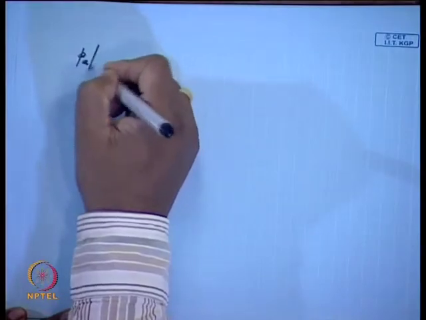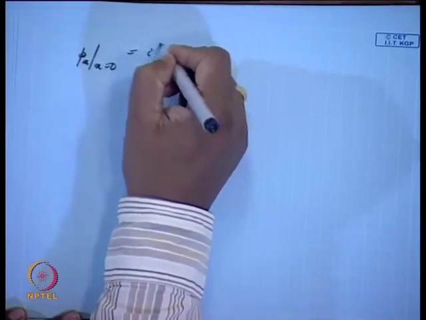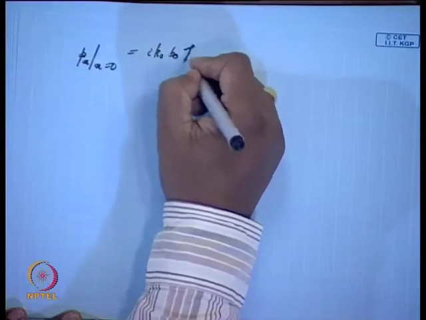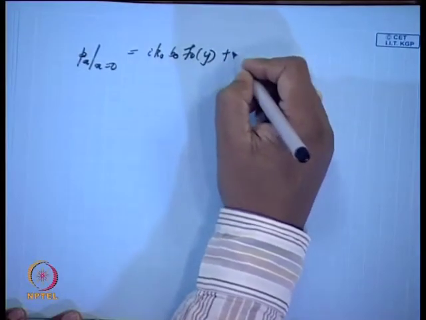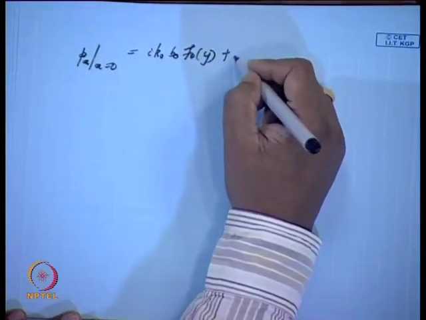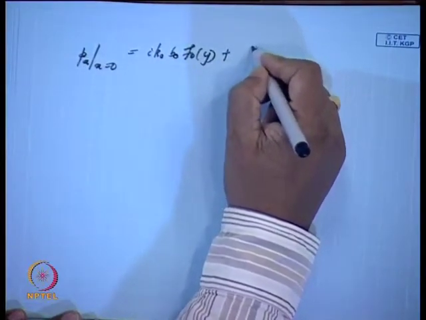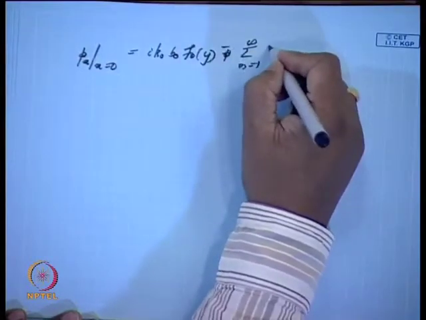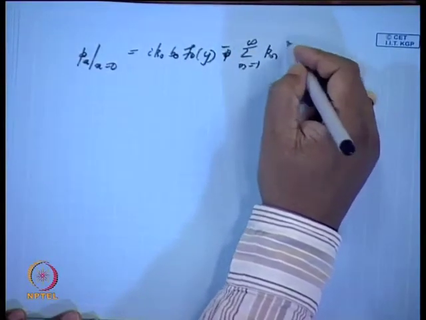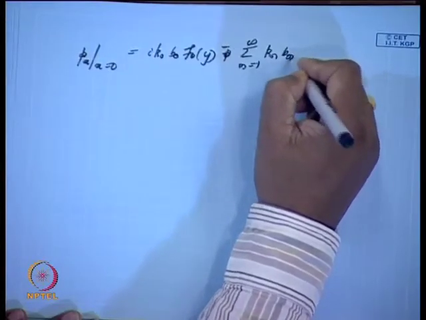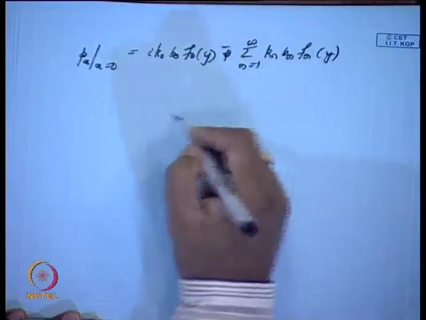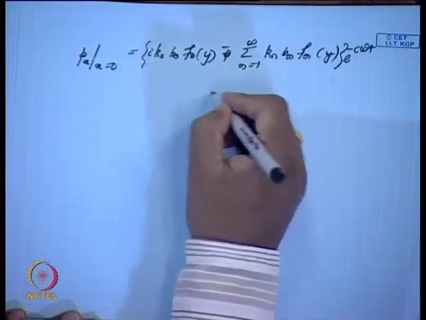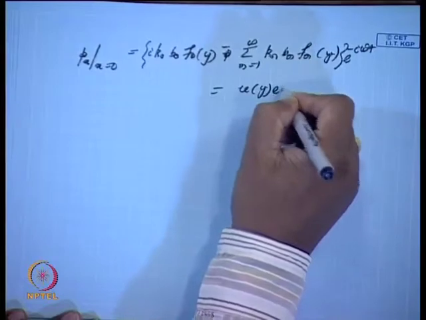So, phi x at x is equal to 0 gives me, I am looking at the positive direction, I k naught b naught f naught y, plus, because x is equal to 0 I am calculating, plus sigma n is equal to 1 to infinity, minus k n b n f n y, and this is nothing but phi x at x is equal to 0 into a minus I omega t, that is equal to u y e to the minus I omega t.